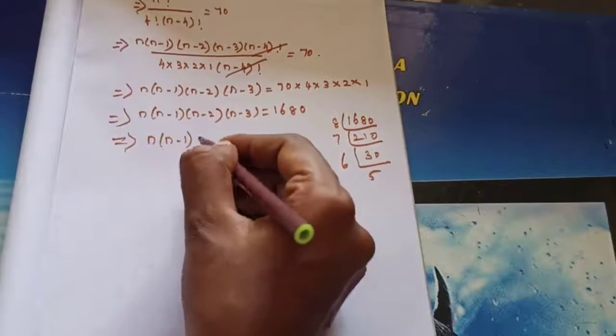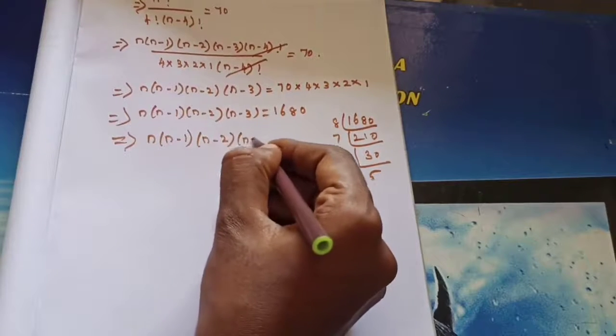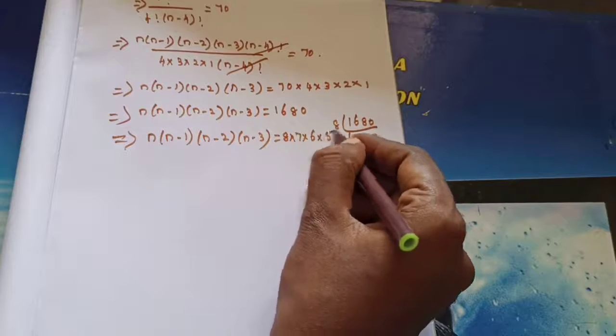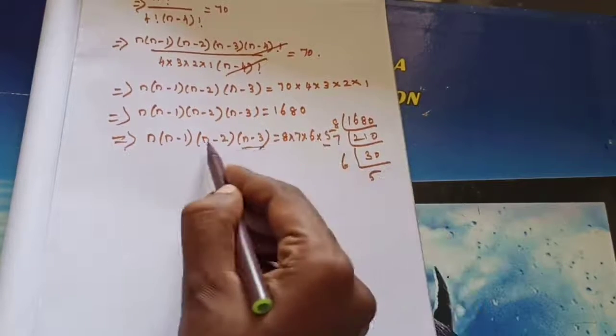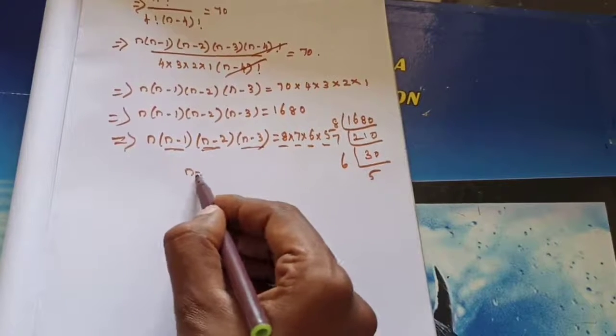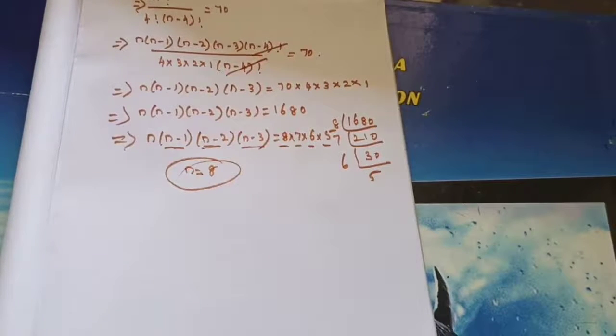So n into n minus 1 into n minus 2 into n minus 3 equal to 8 into 7 into 6 into 5. So this is the same as n minus 3, this is the same as n minus 2, this is the same as n minus 1. What's the n value? n equal to 8. Understand? Otherwise some more methods are there.